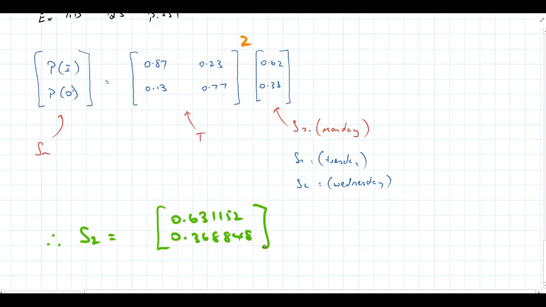So the estimated percentage of people at each pool on Wednesday, therefore indoor will equal 63.1%, indoor being our top line, and outdoor is 36.9%.